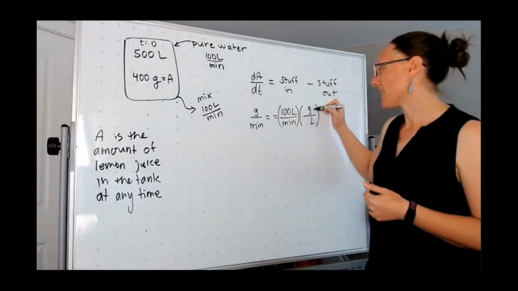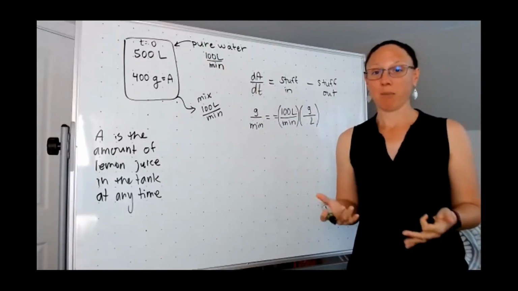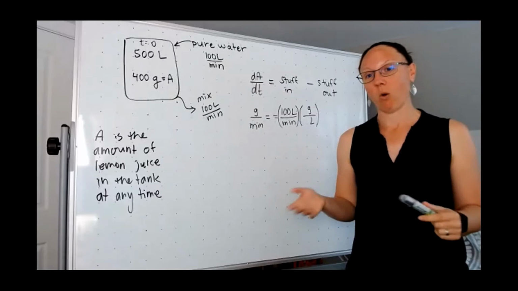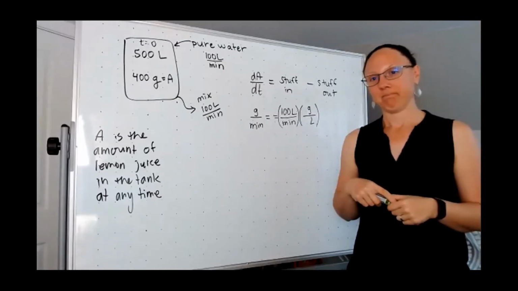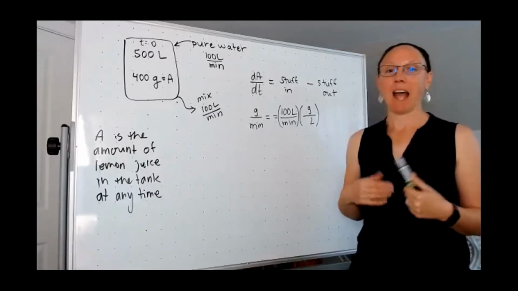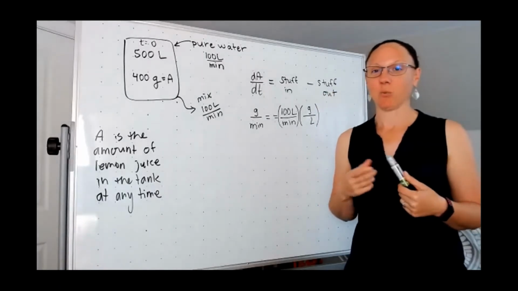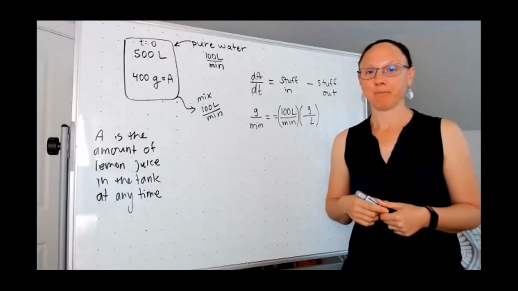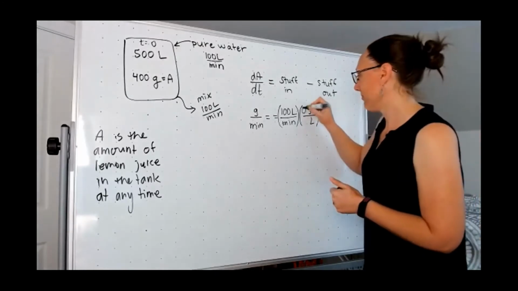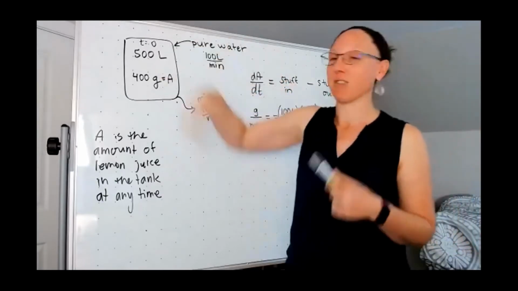So if we're thinking about this, because it's pure water, how many grams of lemon juice do we expect to be in pure water? Thank you to the person who wrote it in the chat. I would expect there to be 0 grams of lemon juice in water coming out of my tap. I expect no grams of lemon juice to be in the pure water that's flowing into the tank.